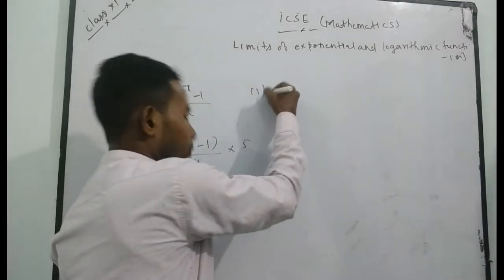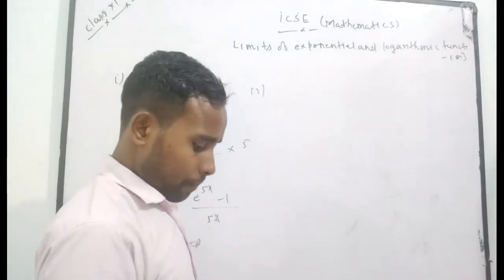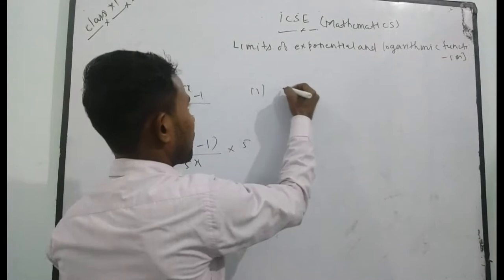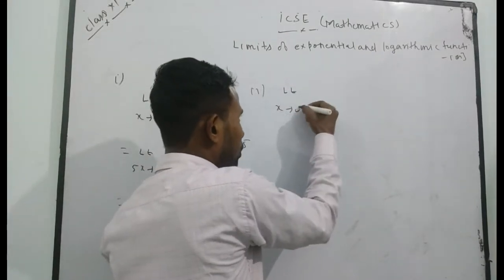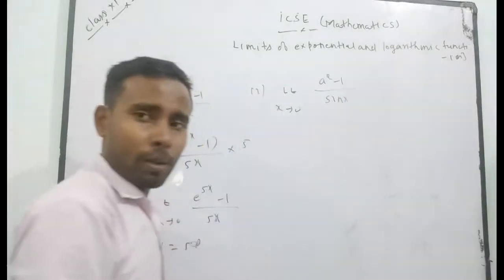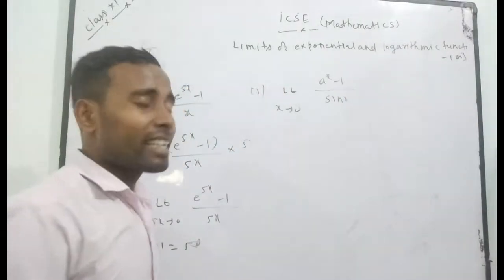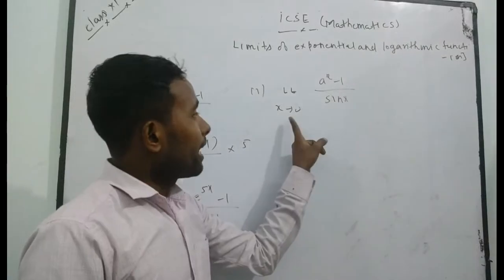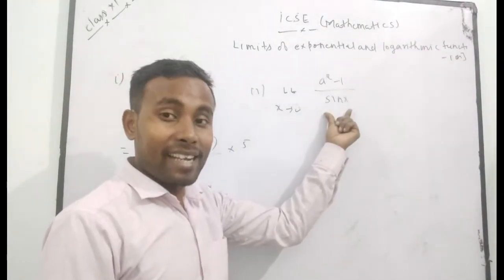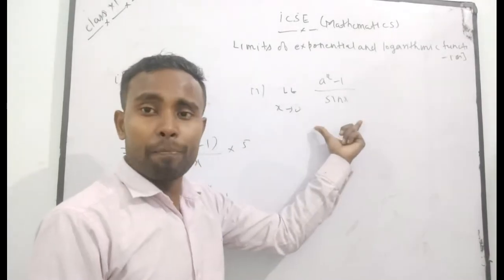Now again take the next problem for you. Next will be the limit as x tends to 0 of (a to the power x minus 1) divided by sin x. How can you solve this problem? This is also very easy because you know that here x is approaching 0, and if x approaches 0, there should be sin x by x. Then it becomes very easy to solve.